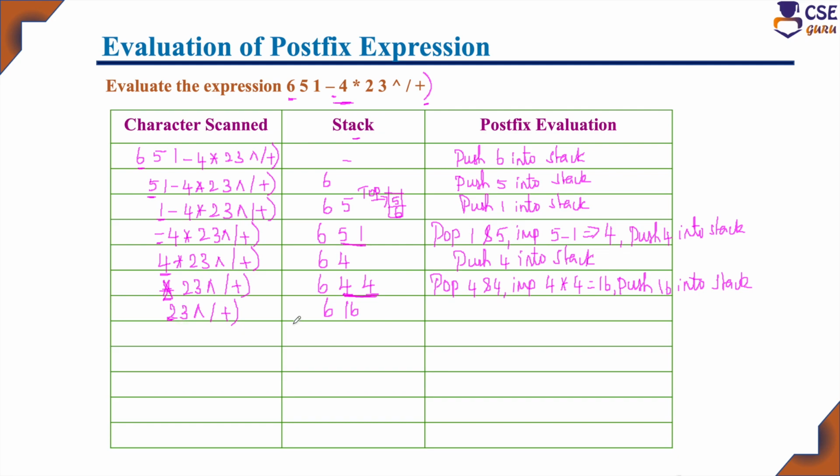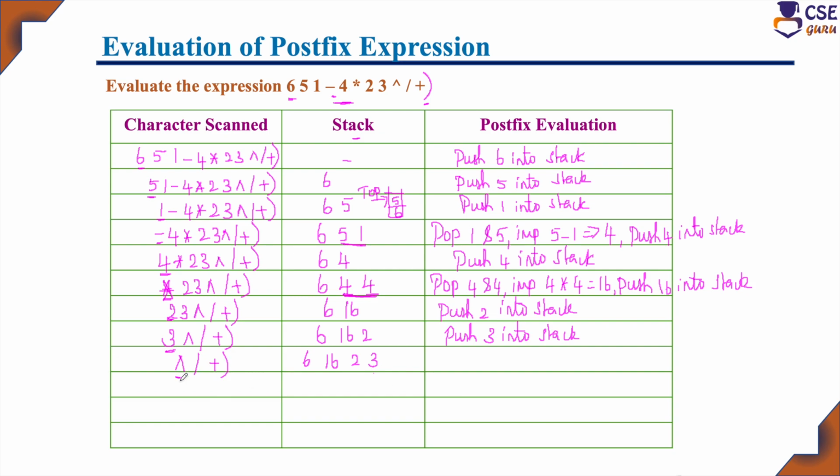Next input character is an operand. Push operand 2 into the stack. Now 6, 16 and 2 will be there. And the remaining input characters are 3, exponent, slash, plus, closed parenthesis. Okay. And the next input character is 3. If it is an operand, push 3 into the stack. Now in the stack it is 6, 16, 2 and 3. Now the top element is 3. And the remaining input characters are exponent, slash, plus, closed parenthesis.